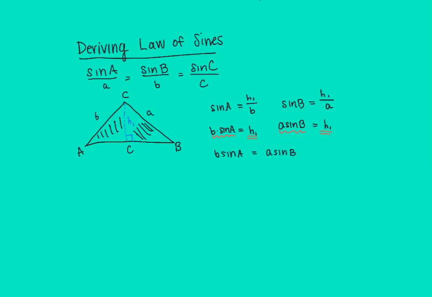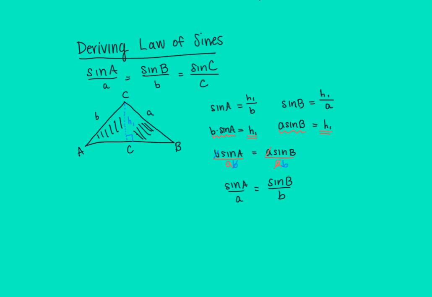And the last thing I want to do is get all the A stuff to one side and all the B stuff to the other side. So what I'm going to do is divide by A on both sides, so that'll cancel these. And I'm also going to divide by B on both sides, because that will cancel these on the left. So now what I'm left with is sine A over A equals sine B over B. And that is 2/3 of our law of sines.